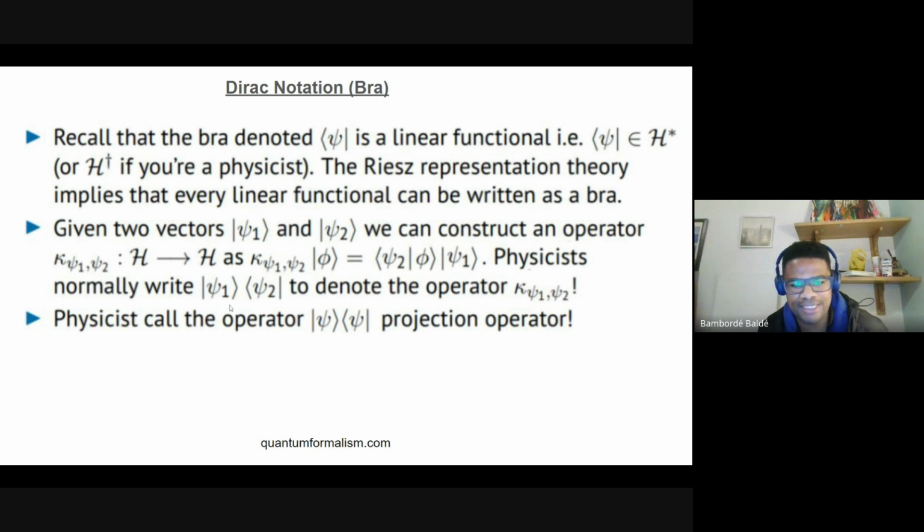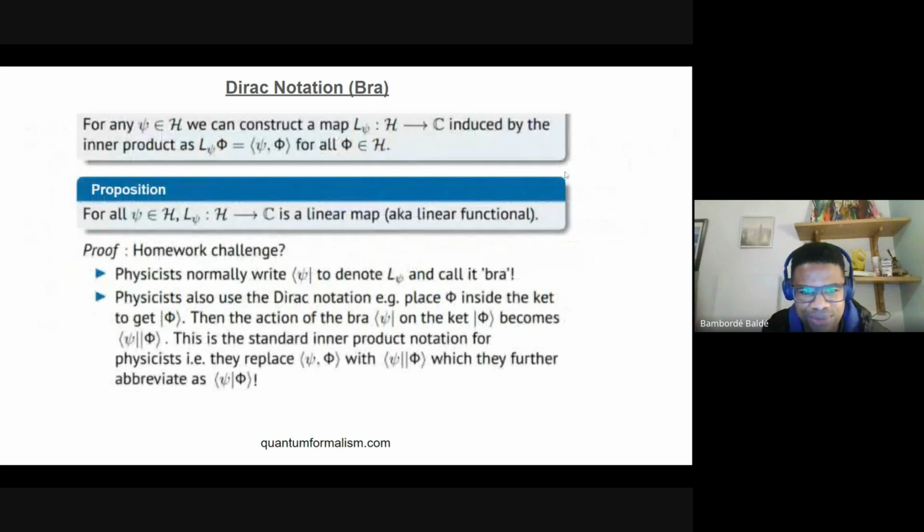So when they write this, what they actually mean is this operator. This is the thing they mean, this operator constructed like this. This is just to not confuse you, Clara. And actually, I think there's a name for this. Physicists call this construction the projection operator, I believe. I might myself be confused as well. But this is just to emphasize.